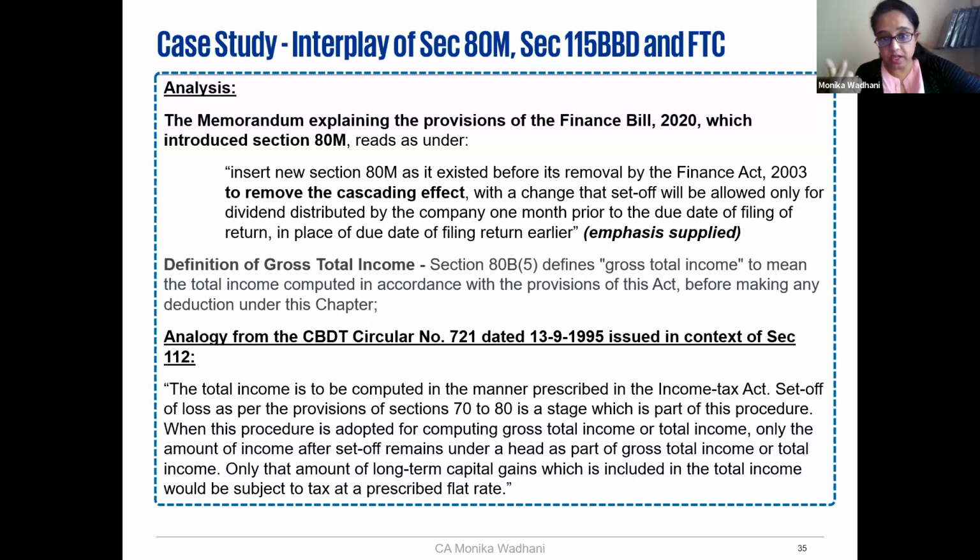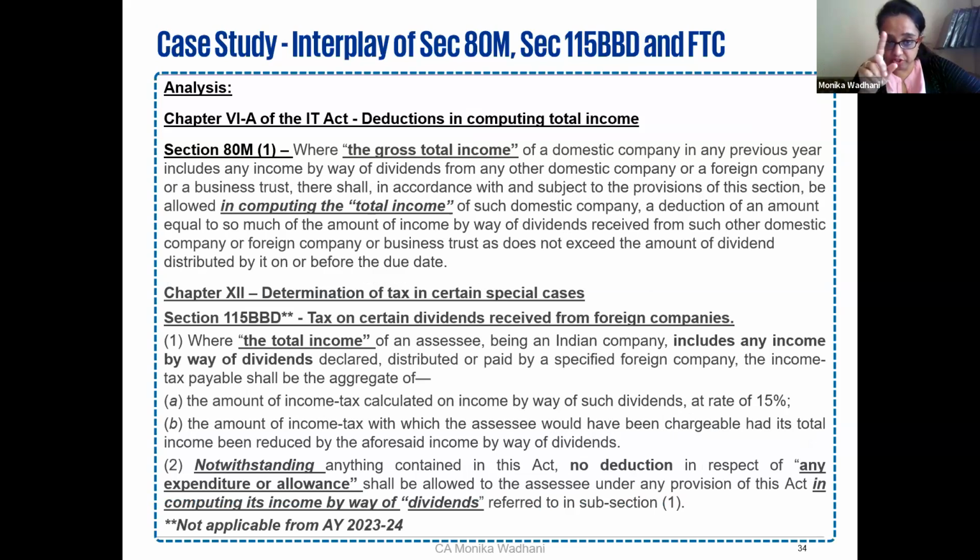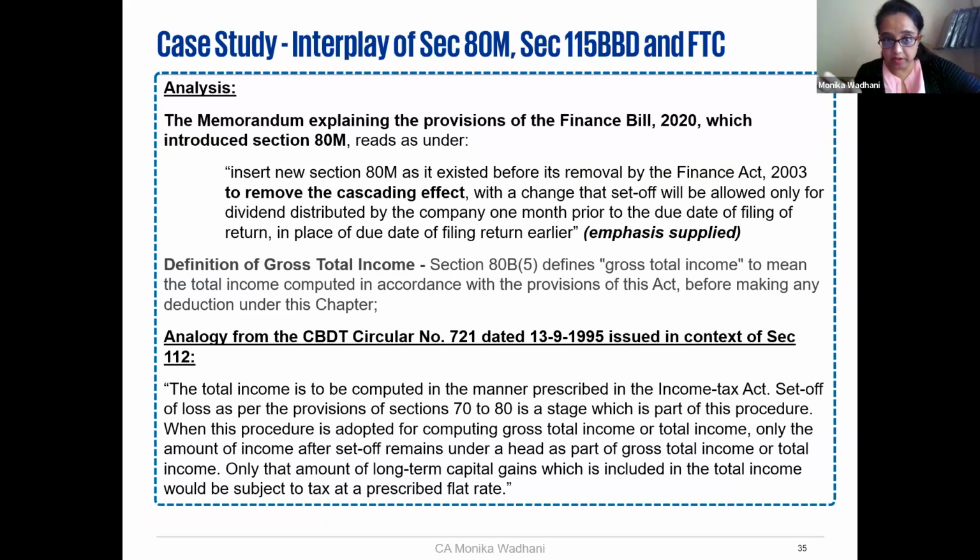Now, when can you use the word cascading effect? Only if it is in the context of the dividend income. So that is an objective, that it should not be taxed twice in the hands of the company, and therefore, to remove the cascading effect, ATM was introduced. If this is the philosophy and the rationale for reintroduction of ATM, then even though the language reads that it starts with gross total income, going by the memorandum language, one can still contend that it is qua that particular foreign dividend income. And that is how you have to go as per the intention.